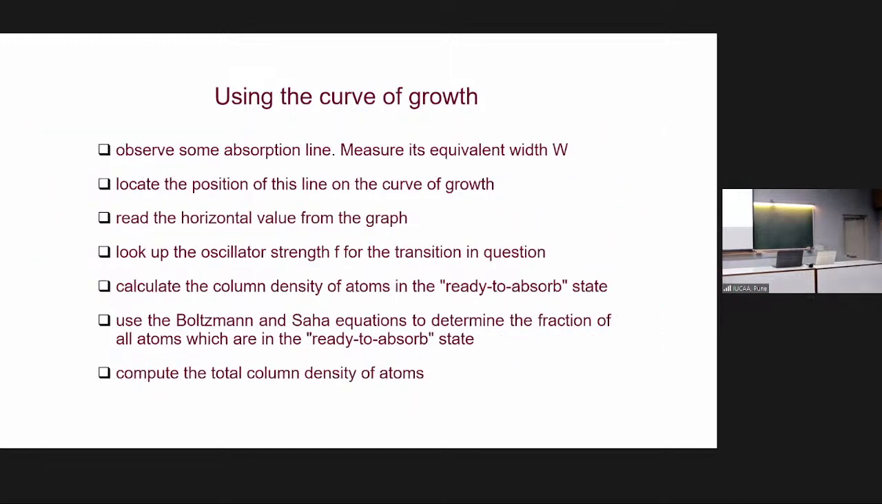I've already told you about the oscillator strength. You can read the values. First you measure the equivalent width from the line, you plot the optical depth, measure the equivalent width, then the corresponding column density, use the Saha equation, and then you compute the total column density of the atoms that are responsible for that particular line.